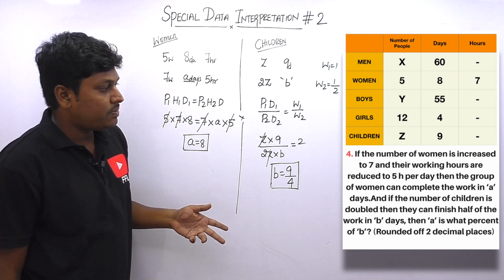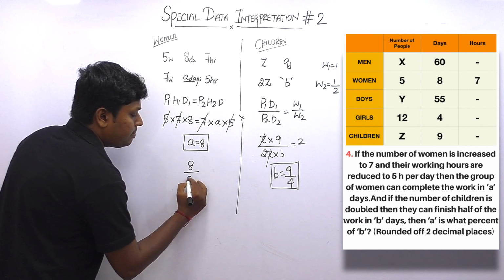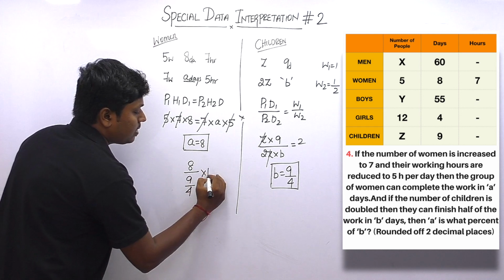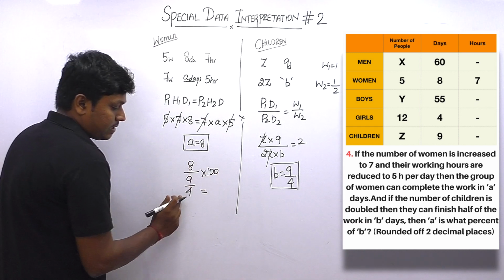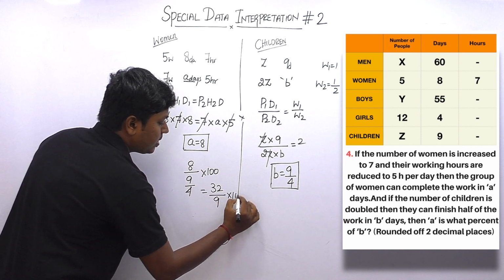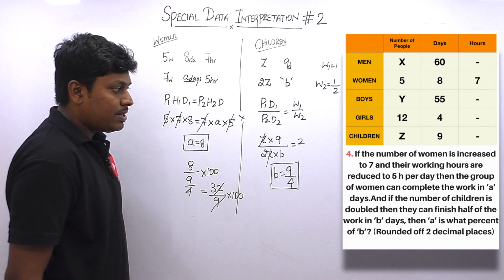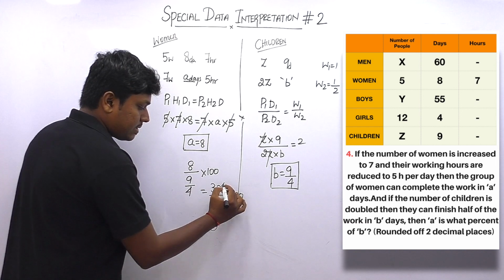So now our target is to find A is what percentage of B, which is A divided by B, 8 by 9 by 4 into 100. So I think 8 4s are 32. So 32 divided by 9 into 100, which is an approximate value, right? Round off to 2 decimal places.